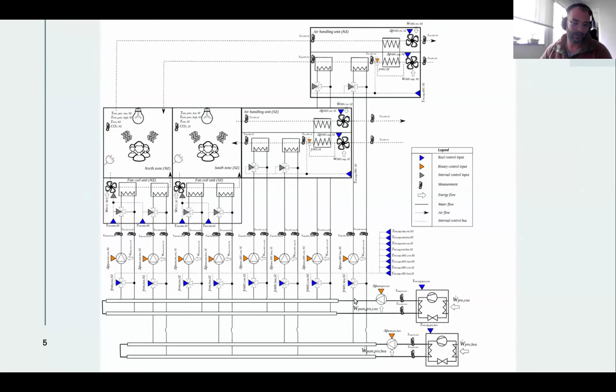Let's get to the topology of the building. So each space, which is here, I hope you can see my mouse.